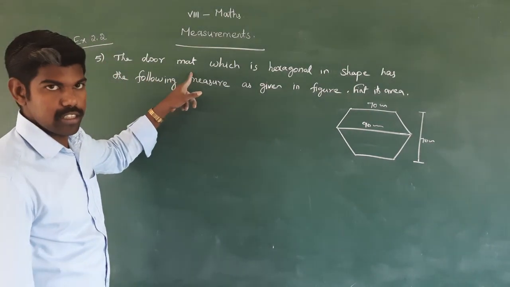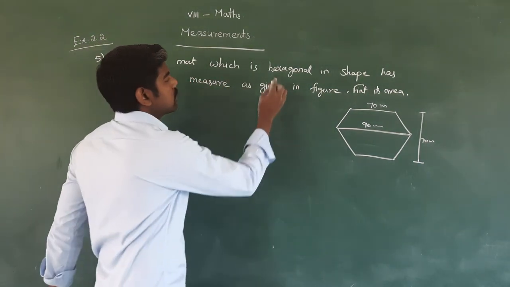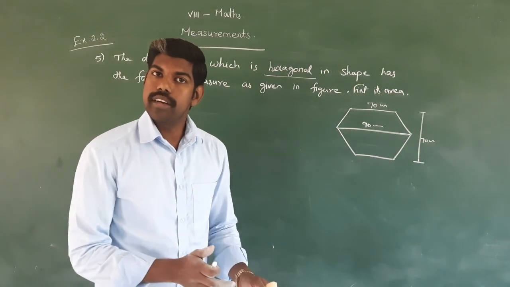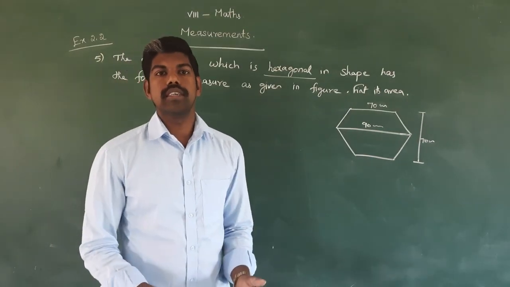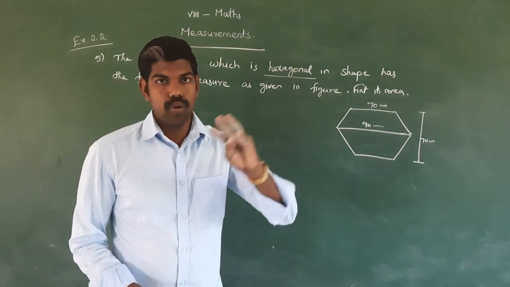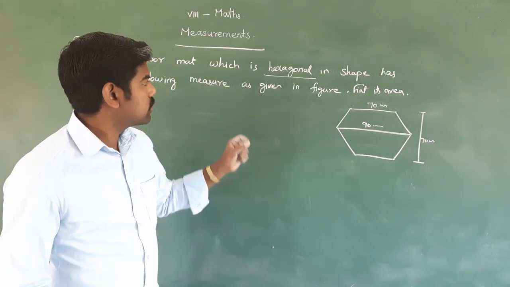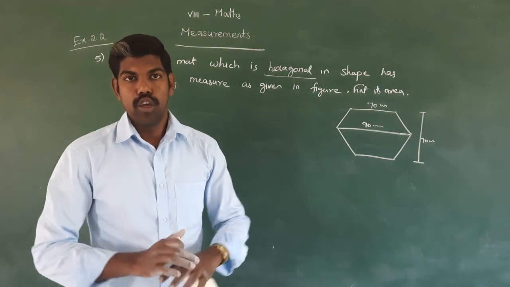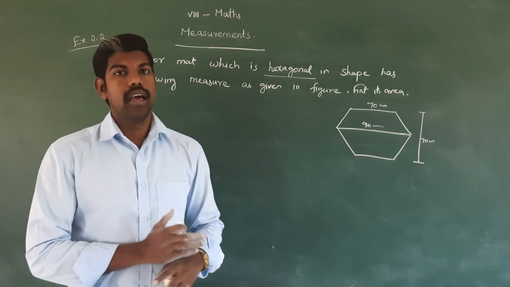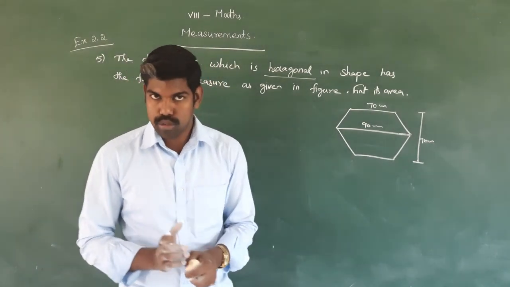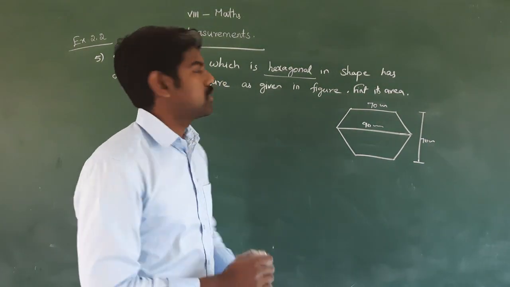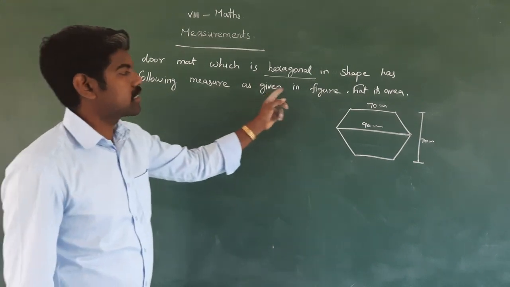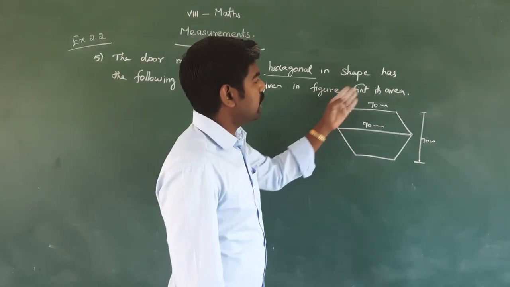The doormat which is hexagonal in shape. What is meant by hexagonal? So what is quadrilateral? Quadrilateral is a closed figure by using only 4 line segments. So a closed figure by using 6 line segments is called hexagon. How many sides? 6 sides. A closed figure having 6 sides is called hexagonal. Okay. Next, the shape has the following measures as given in the figure. Find its area.